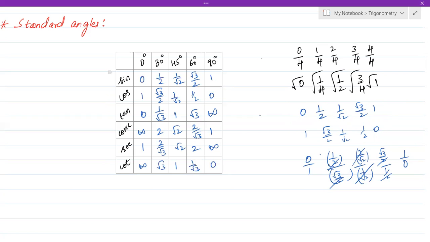So you must remember the values, because in exams you cannot construct this table and waste the time. If you know the values, it will be very, very easy. So let's solve problems based on this.